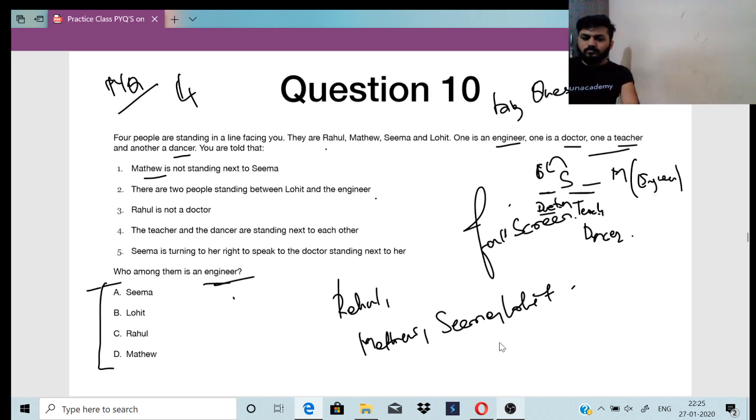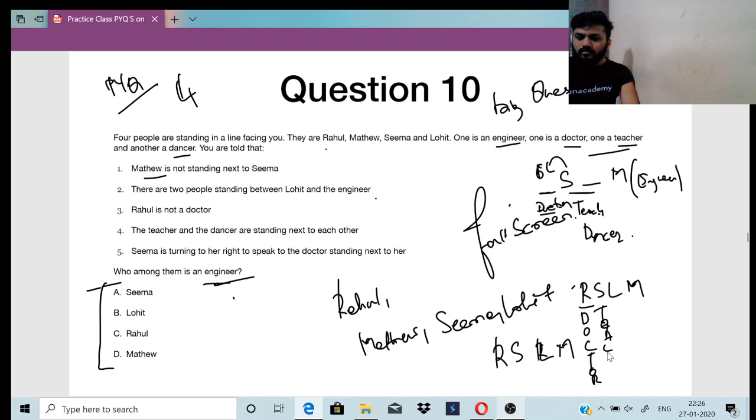Okay. So it is Rahul, Seema, Lohit and Matthew, RSLM. So he is a doctor, she is a teacher, he is a dancer and he is an engineer, right? So that is how the question is. See, only the first one, the third one and the fourth one, right?